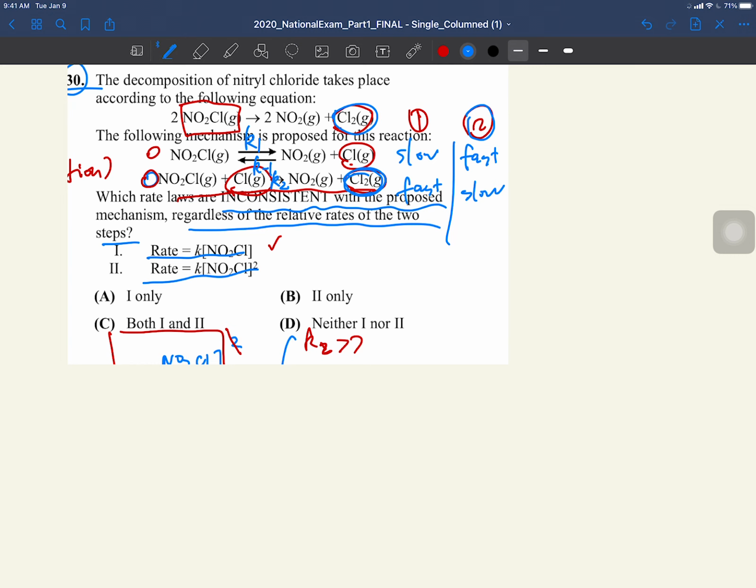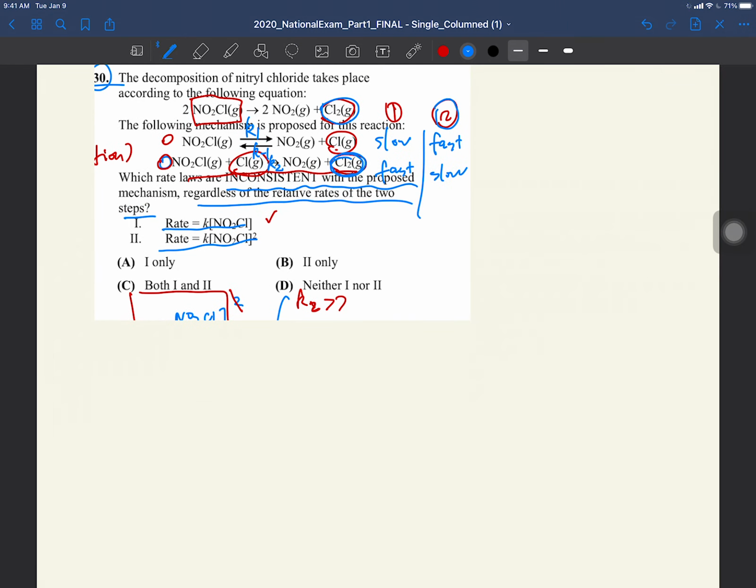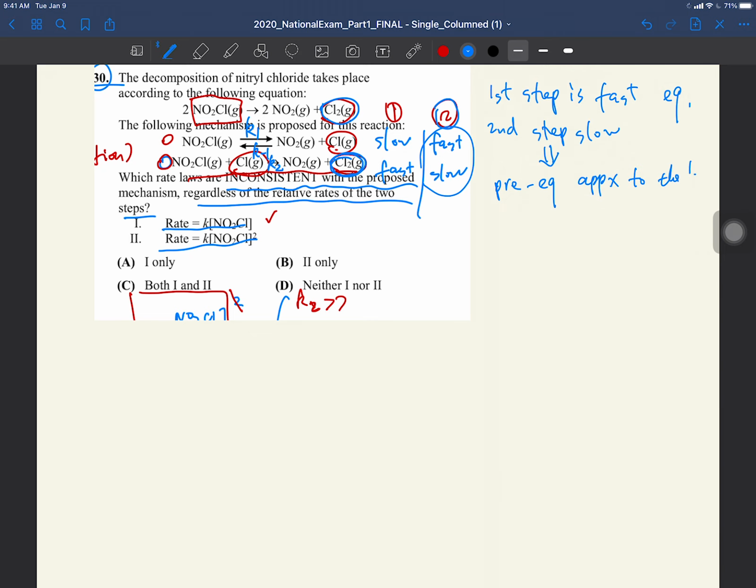Okay, we are good. Make it slightly smaller. So our new assumption is here. The first step is a fast equilibrium because it's reversible, right? Fast equilibrium. The second step is slow, right? Then we can apply the pre-equilibrium approximation to the first step.